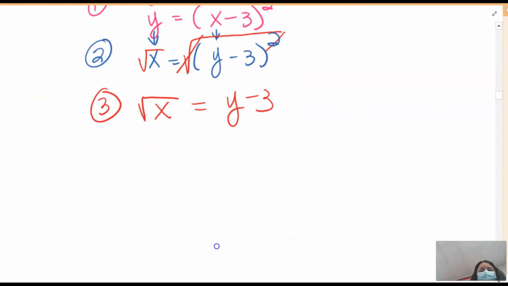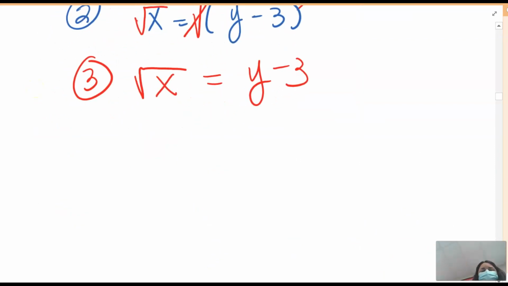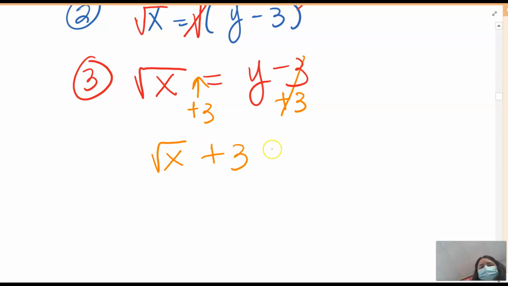And then to solve for y, what do we do next? Add 3 to both sides. Okay, but again, that 3 does not go under the square root. It's going to go outside. So this is going to be the square root of x, just x, and then the plus 3 goes outside of the square root, and that's going to equal y.